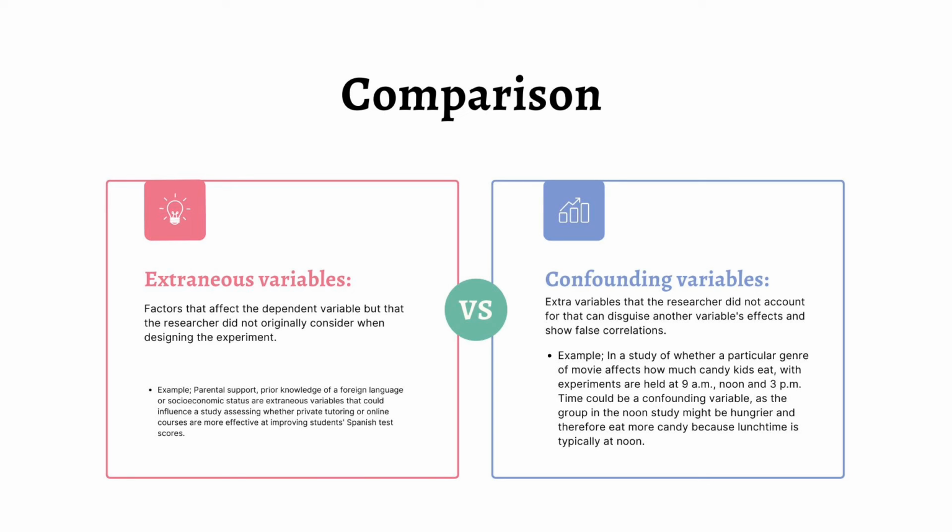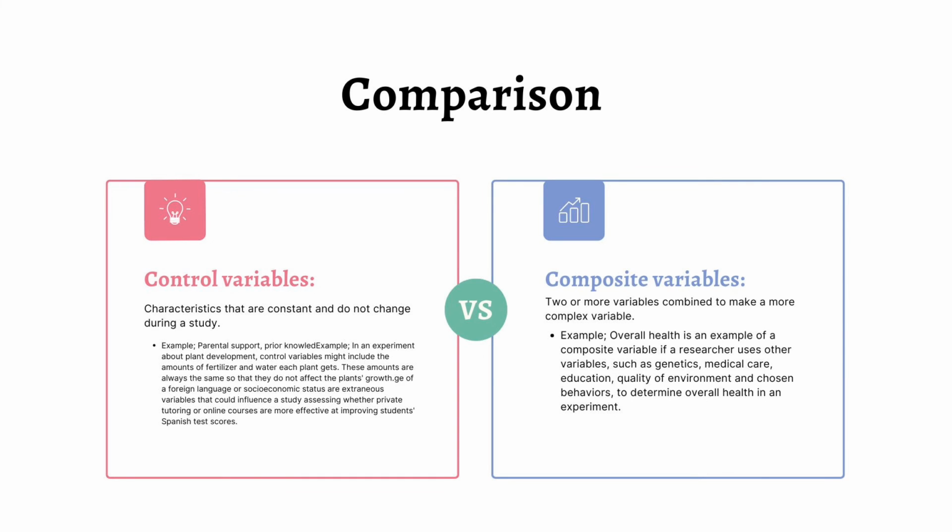A confounding variable influences the dependent variable, and also correlates with or causally affects the independent variable. Confounding variables can invalidate your experiment results by making them biased or suggesting a relationship between variables exists when it does not. Control variables: characteristics that are constant and do not change during a study. Example, in an experiment about plant development, control variables might include the amounts of fertilizer and water each plant gets. These amounts are always the same so that they do not affect the plant's growth.